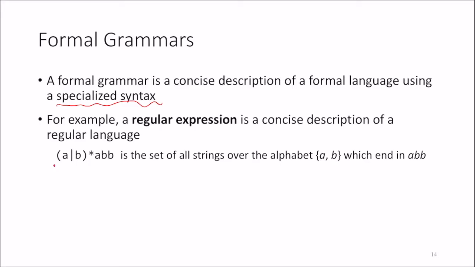So if I take this regular expression over here, the notation says there is an open parenthesis, then there's a symbol A from the alphabet, and then there's a bar, which is the pipe symbol, called OR, and then a symbol B, and then a close parenthesis, and then star.